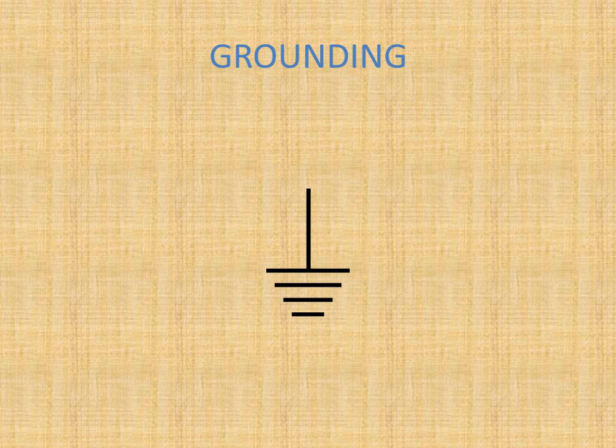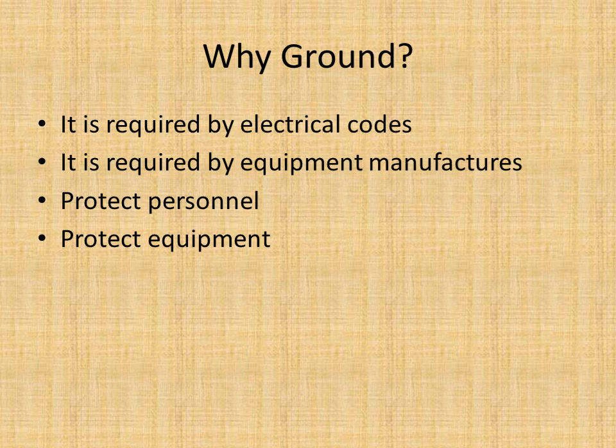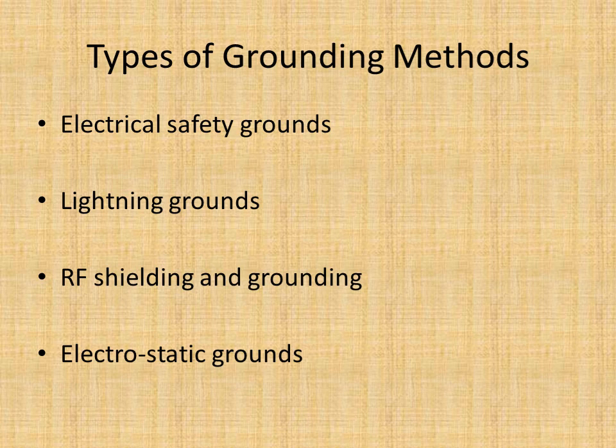Now grounding, which is one of the most important concepts in case of electrical protection. Why is grounding required? It is required by the electrical codes, by the equipment manufacturers. It is necessary for the protection of personnel as well as high cost equipment. Types of grounding methods include electrical safety ground, lightning grounds, radio frequency shielding and grounding, as well as electrostatic grounds.